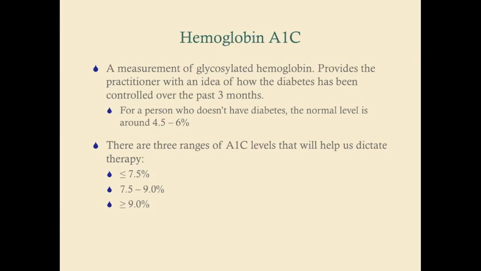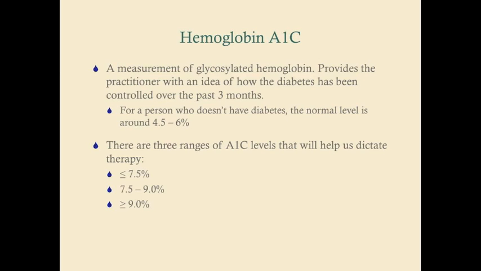So what is hemoglobin A1C? It's a measurement of glycosylated hemoglobin, and it's in a percentage. So out of all your hemoglobin, a certain percent of it is glycosylated, and that percent is your hemoglobin A1C. It provides the practitioner with an idea of how the diabetes has been controlled over the past 3 months. And the normal level for a non-diabetic patient is 4.5 to 6%.